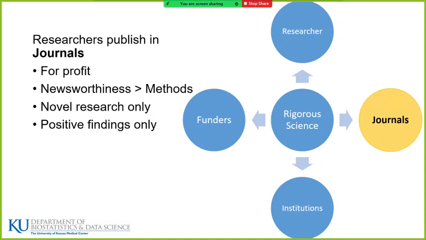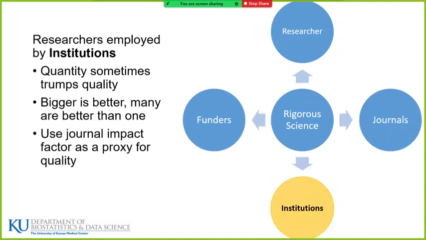We're much more aware of this now than we have been in the past, and so these things are getting better, but they're not completely fixed. Institutions also play a role. Those of us who do research, sometimes when we think about our career trajectory, quantity can trump quality. In some places, bigger is better, many are better than one. We also have this flawed idea around journal impact factor as a proxy for quality.